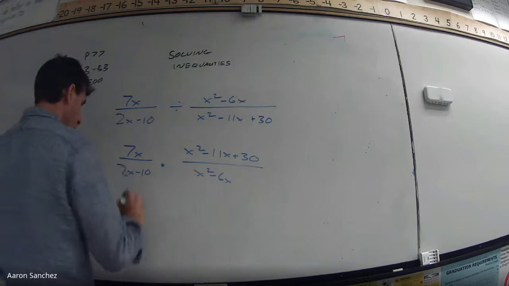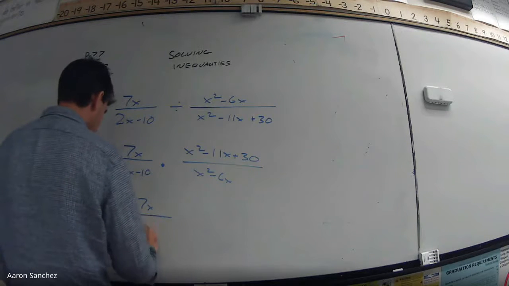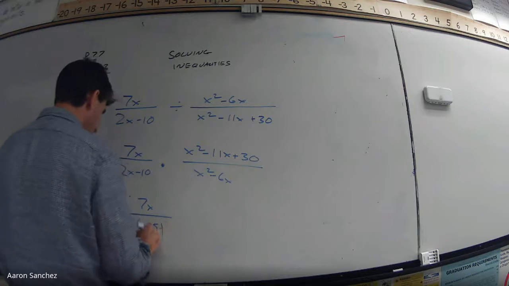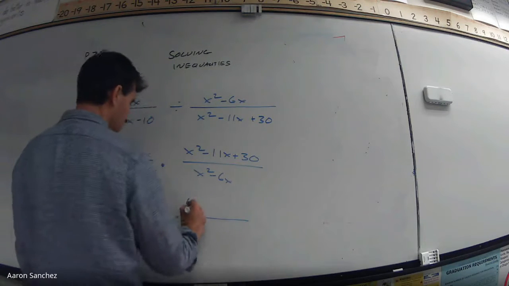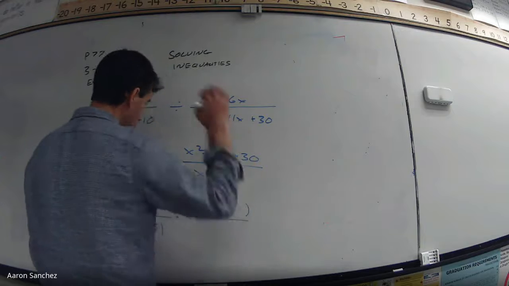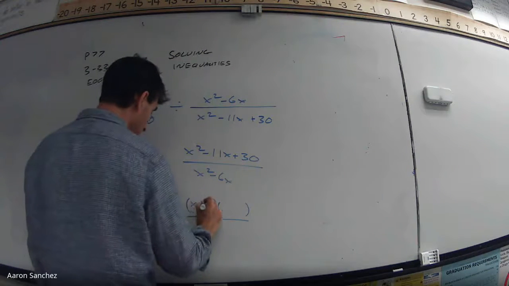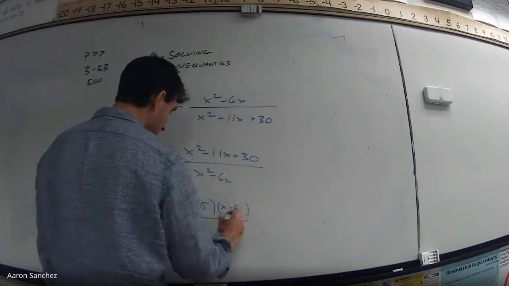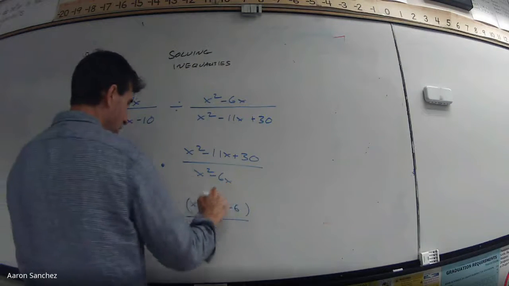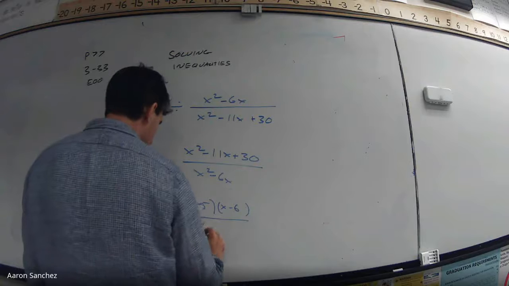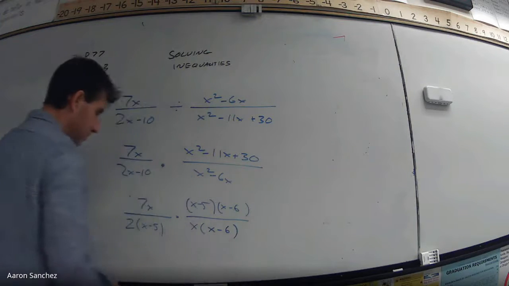So anyway, let's do this one. 7x over 2 times x minus 5, right? You factor out a 2. Then this becomes what times what equals 30 and adds to negative 11. x minus 5, x minus 6, that'll be positive 30, negative 11. And then this I can factor out an x. This becomes x times x minus 6.